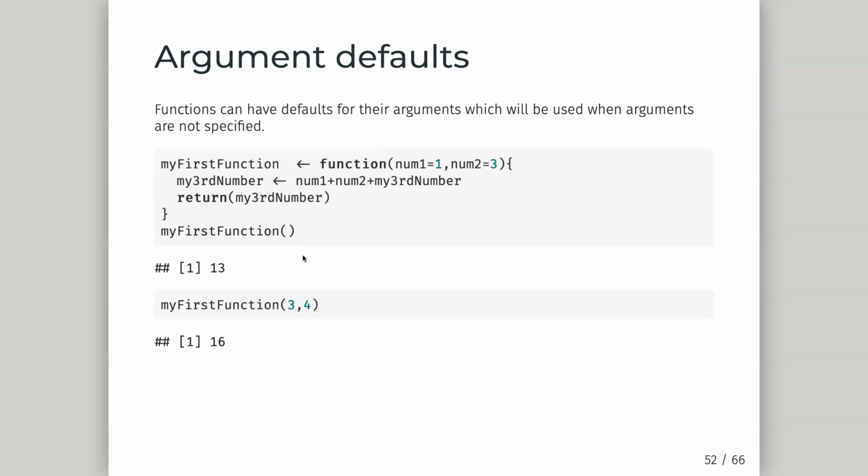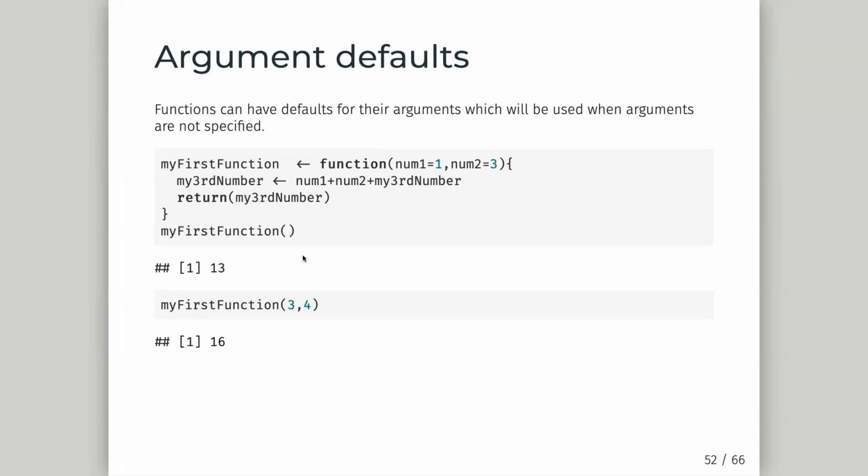So as we were talking earlier on, functions potentially can have defaults. In this case, I want to give defaults to num1 and num2. Maybe something sensible. I'm going to assign 1 and 3. Now, when I run my function with no arguments, it just picks up the defaults.